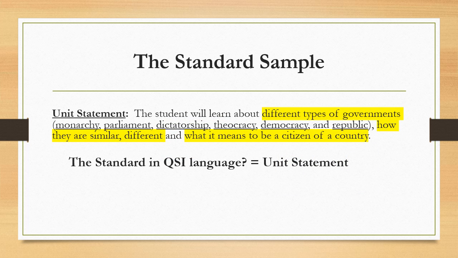So here I've copied my standard sample right from the QSI curriculum, and it says the student will learn about different types of governments: monarchy, parliament, dictatorship, theocracy, democracy, and republic, how they are similar and different, and what it means to be a citizen of a country. I've highlighted the 3 main big ideas with yellow. And then one thing I've noted is that in the QSI language, standards are not called standards. Instead, they're called unit statements.